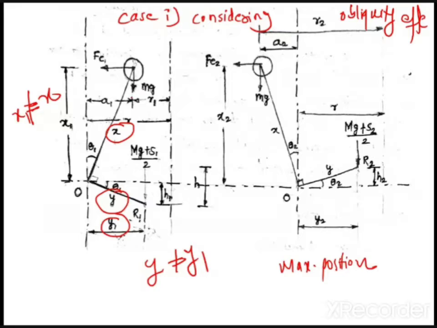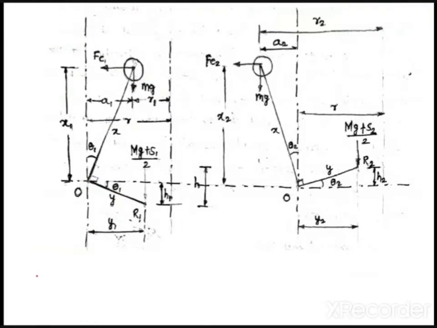And secondly, we are considering the effect of mg also. If you take a moment about this point O, what did we get? mg multiplied by a1, right? So I mean to say that we have considered each and every parameter. That was called the obligatory effect. So in the question, the problem may come with the obligatory effect or without the obligatory effect.